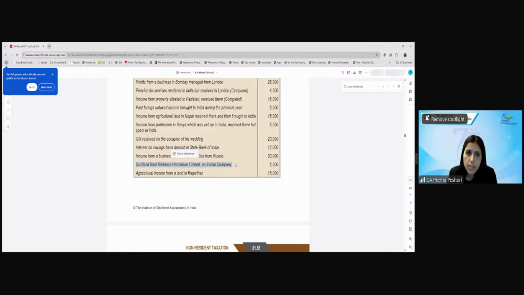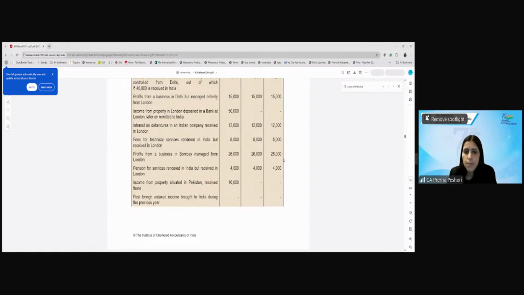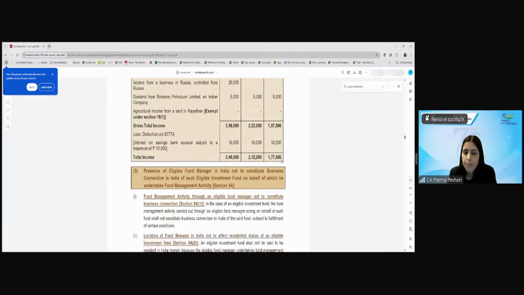Dividend from RPL, an Indian company. For all three, this is taxable. Yeah. Agricultural income from land in Rajasthan. For everybody, this is exempt. Exempt in all, yeah. Okay.